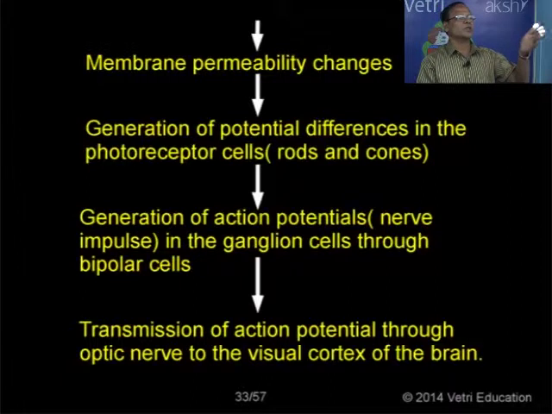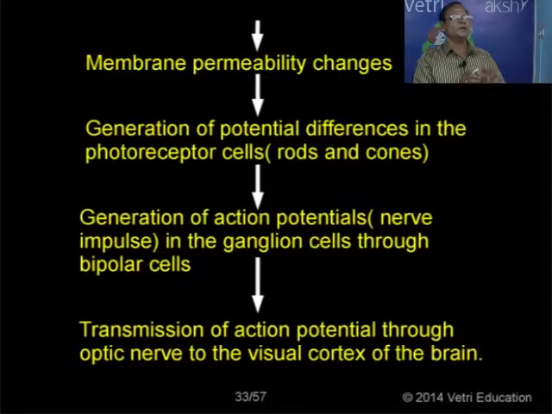So potential differences are generated in the photoreceptor cells, the rods and cones, which leads to the generation of action potentials in the rods and cones, which is called the impulse. These action potentials are generated in the ganglion cells also through the bipolar cells. Finally, the action potential is transmitted through the optic nerve to the visual cortex of the cerebrum, namely the occipital lobe, where the interpretation occurs so that the person can see an object.